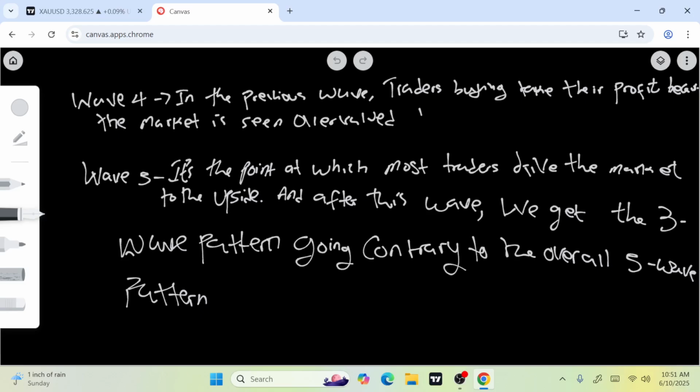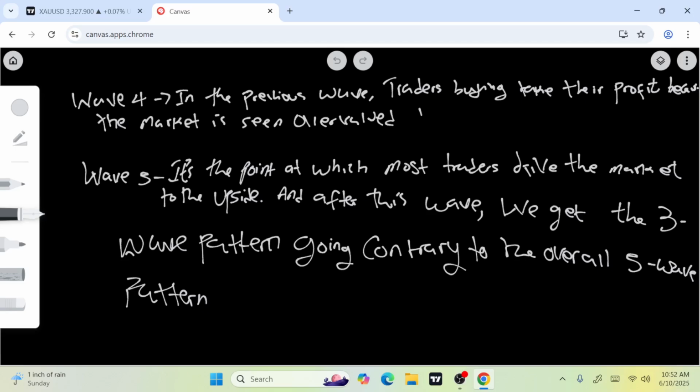Now, wave 4. In the previous wave, that is wave 3, traders who were buying take their profit because the market is seen as overvalued again. And don't forget, wave 3 most of the time is the longest, so you are buying the market for a very long period of time. What will happen? There must be a retracement at the end of it. The market cannot keep going up. It's not possible.